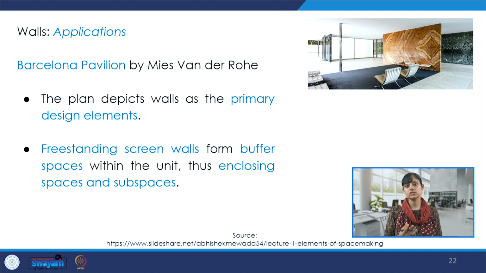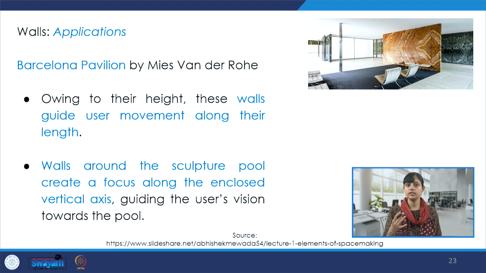Some of the applications, if we have to see, we could talk about the Barcelona Pavilion by Mies van der Rohe, a very famous project, and here the plan depicts walls being the primary design elements. The freestanding screen walls form buffer spaces, and they enclose spaces and subspaces. Also, these walls guide user movement along their length.